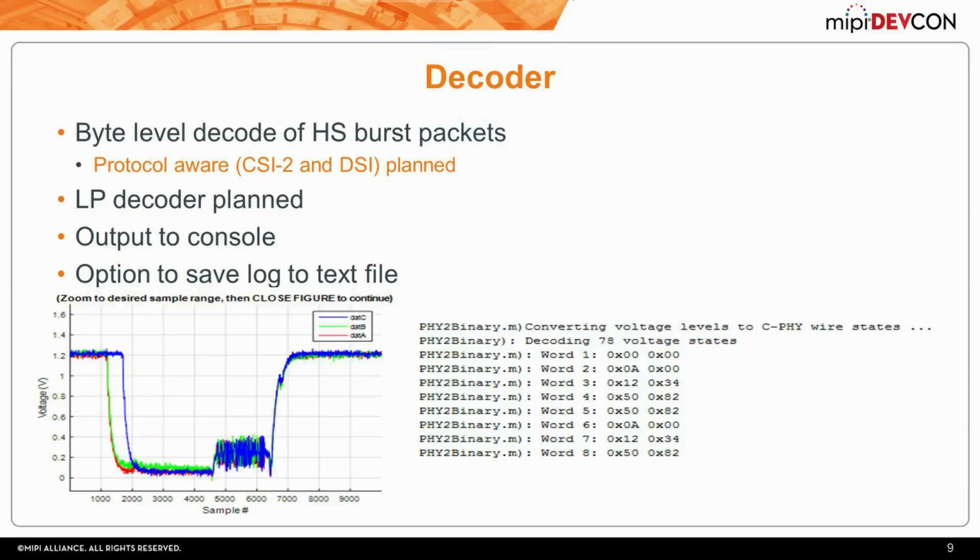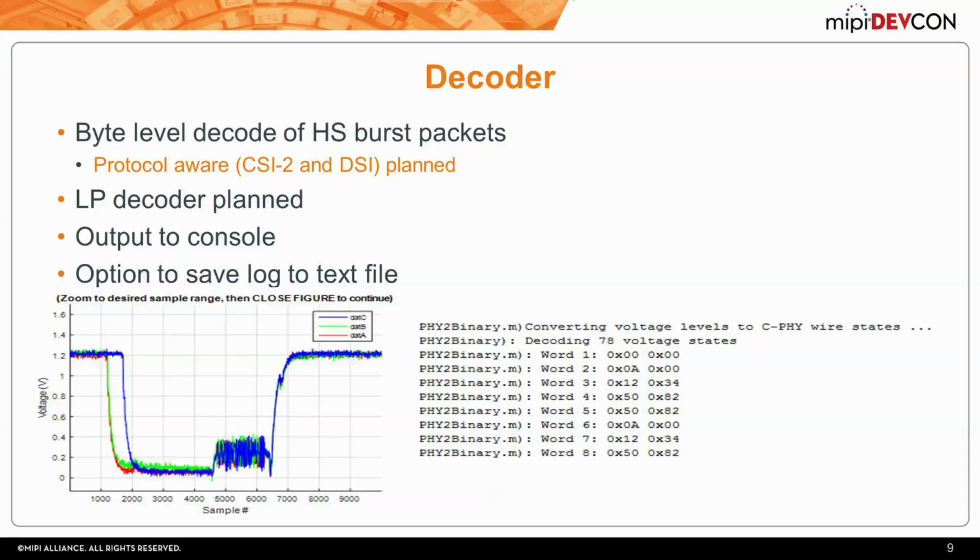So for the decoder, currently we're just doing byte level decode. Unlike Defo GUI, it's not protocol aware for CSI2 and DSI. But in terms of just looking at the actual output 16-bit words, it's working. Unlike D-PHY, you can't just look at the lines on an oscilloscope and say, yeah, I definitely know what the data is. So in software, we just implemented a large lookup table for doing the mapping.